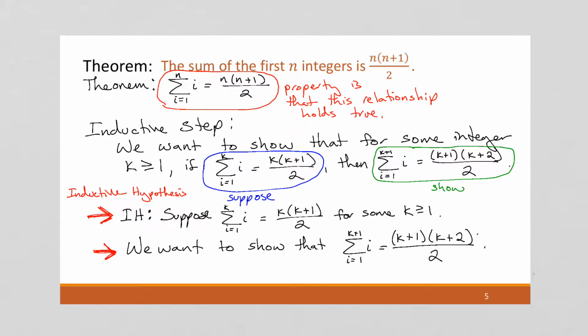One more important thing to note. I want to show this relationship down here. That means I cannot start with that relationship. Otherwise, I'm assuming what is to be shown. So I'm going to have to start with one side or the other. I could start with this side or with this side, but not both. I'm going to find it easier to start here.